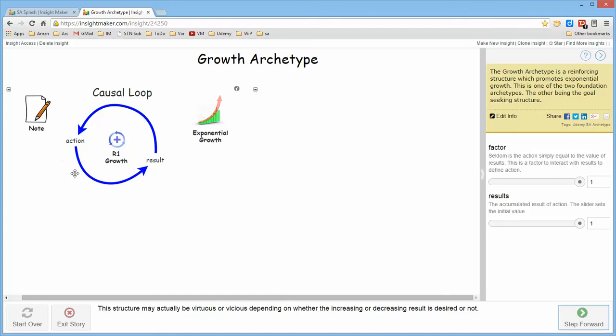This is the simplest loop, which has 2 elements in it. But there could be 6, 8, 10, 12 elements in this loop, and you tell that it's a growth loop by counting the influences in the loop. If there are 0 or an even number of opposite influences in the loop, then it's a reinforcing loop. If there is an odd number of opposite influences in the loop, then it's a goal-seeking loop, which we'll talk about in the next video.